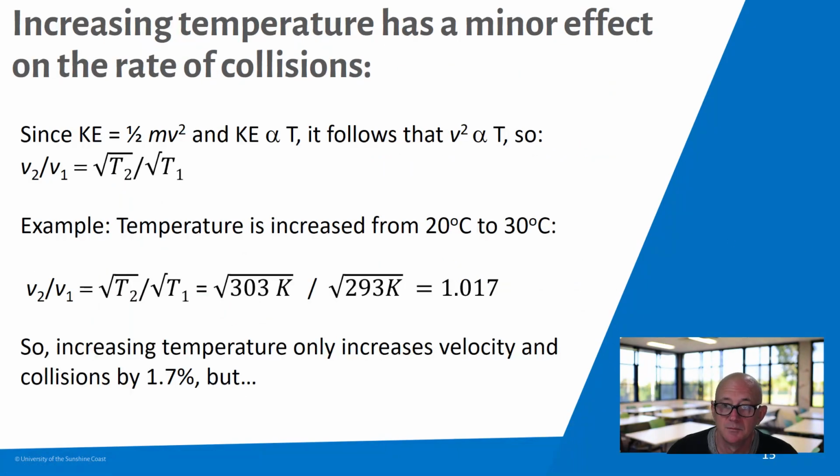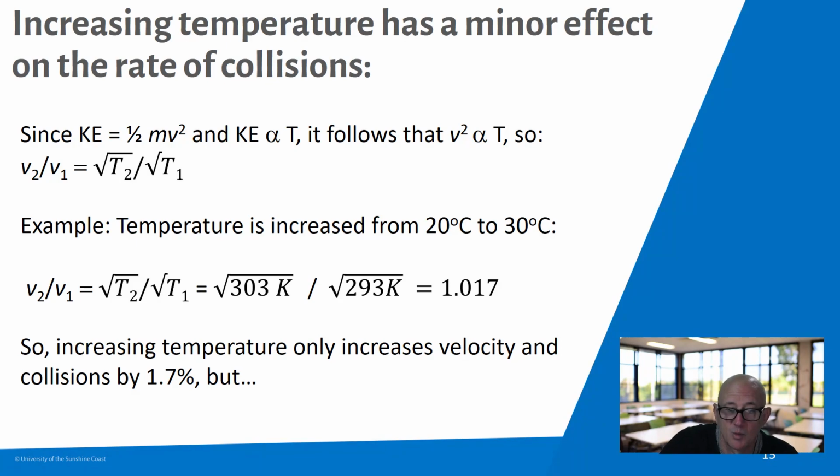Okay, so I put this maths in here, you don't really need to know this, but I thought I'd put it in for interest's sake. The bottom line is when you increase temperature, a lot of people think the main reason a reaction rate increases is because the molecules are jiggling around a lot more, and that increases the rate of collisions. But if you do the calculations, if you increase the temperature by 10 degrees, from say 20 degrees Celsius to 30 degrees Celsius, the velocity, which is proportional to the number of collisions, only goes up by about 1.7%. So it's not very much.